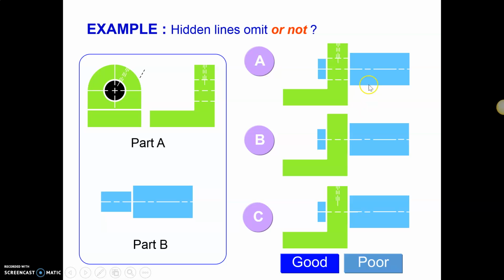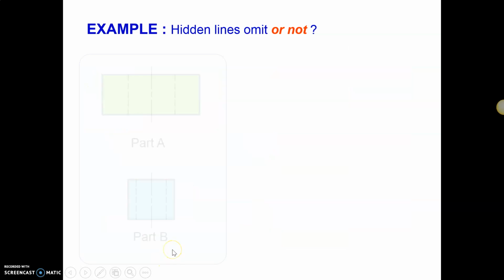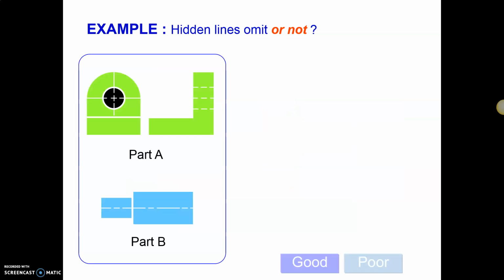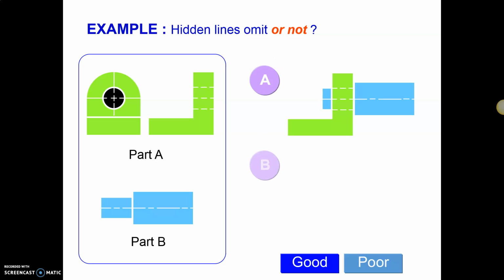Yes, A is the right answer, because although hidden lines sometimes we need to omit, in this one we still need to make sure that the detail of the hidden line is provided in order for us to give information about part A and part B. And there are other exercises that you can do after you complete this video, on your own.